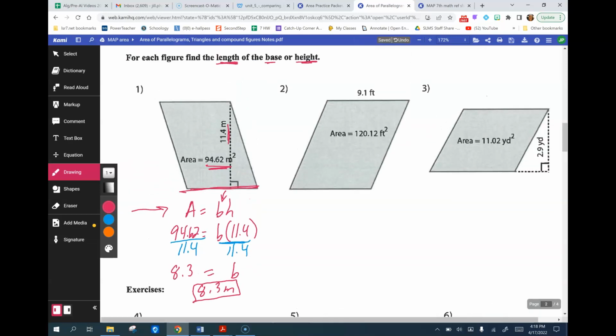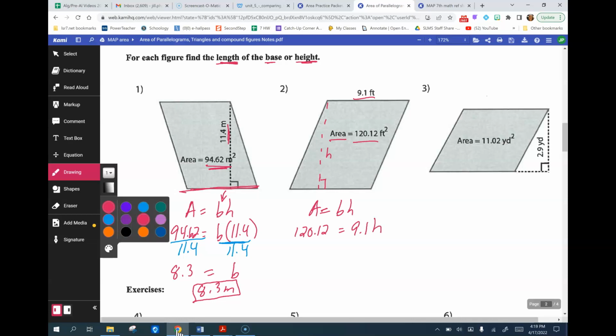Okay, so here we go. And again, when you get to a test, it's talking about area, write down the formula. You know it's a parallelogram, write it down. Then plug in what you know. Here's my area, 120.12, is equal to my base of 9.1. They don't even have a height right here. I need to know that height. So we're going to find the height. Okay, connected by multiplication, so we're going to divide to get them apart.